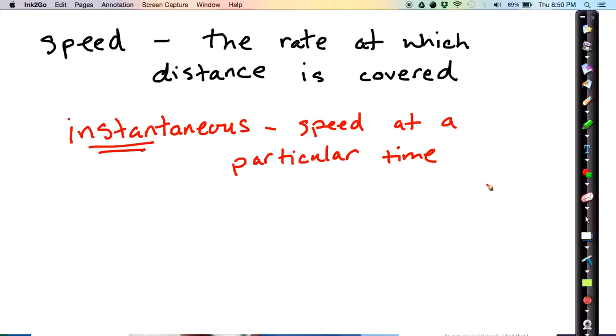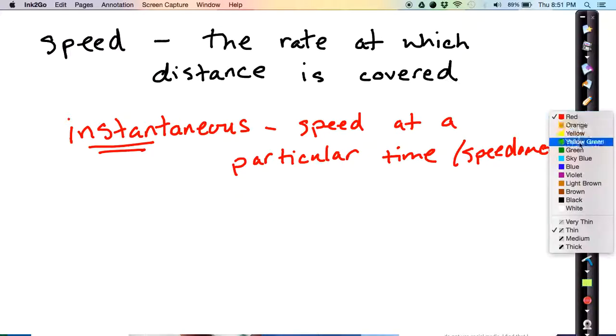And you're probably familiar with instantaneous speed from looking at the speedometer in your car. You look at the speedometer in the dash, it tells you you're traveling 50 miles per hour, but you look back an instant later and now you're only traveling 40 miles per hour. So that speedometer gives you an indication of your instantaneous speed.